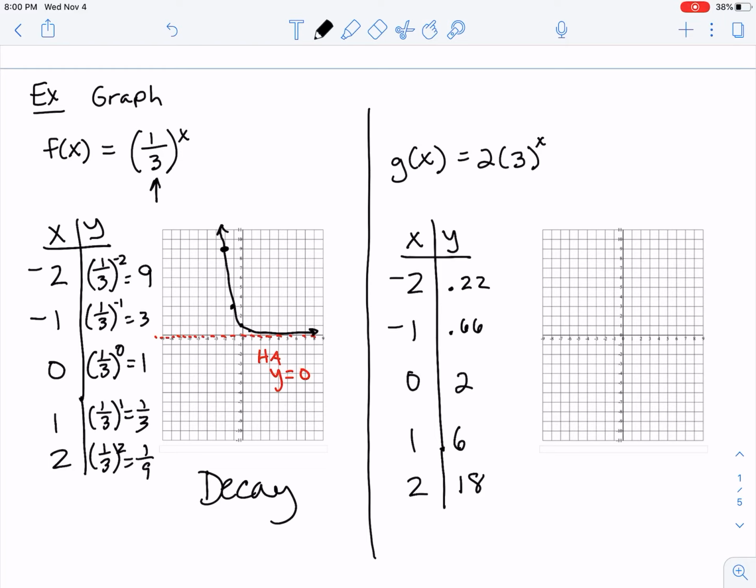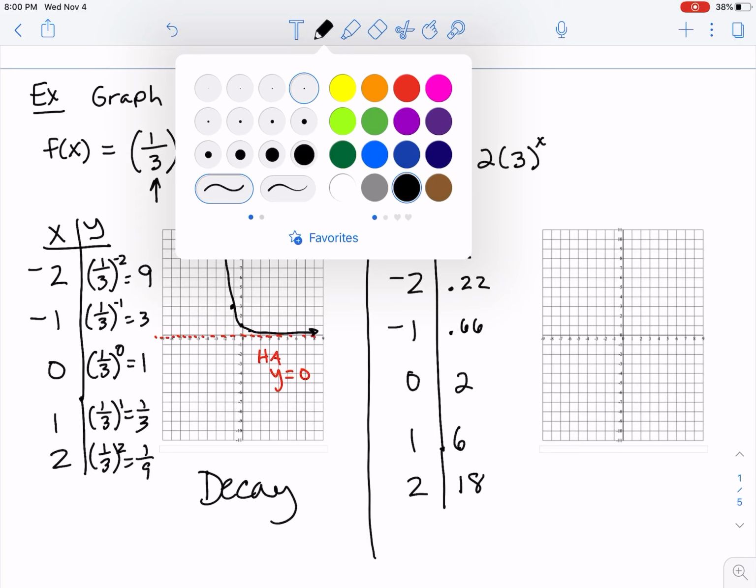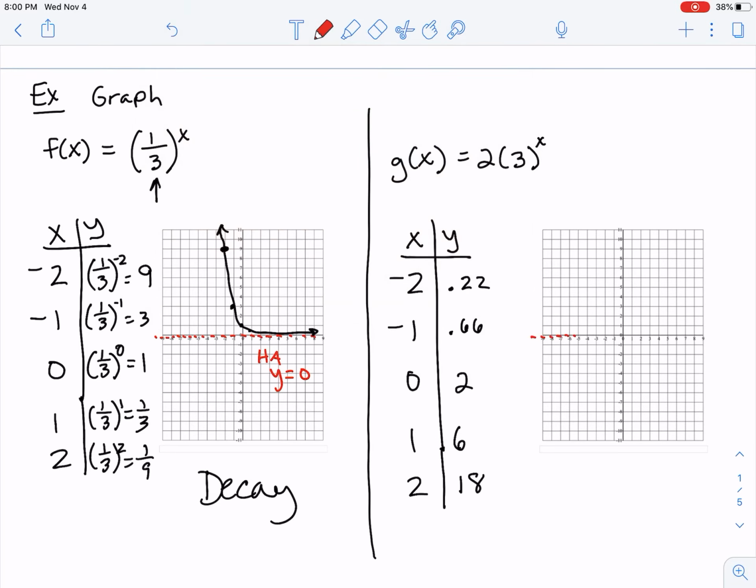What I see is this is an exponential function. I'm going to go ahead and graph that horizontal asymptote. And let's graph that negative 2, 0.22 and negative 1, 0.66, 0, 2, 1, 6. 218 is going to be off that graph. So notice this is going to be an increasing function. An increasing function is called a growth. This is going to be an exponential growth.